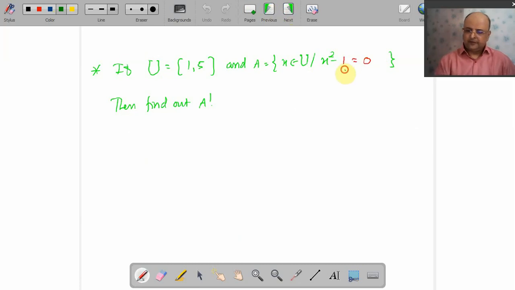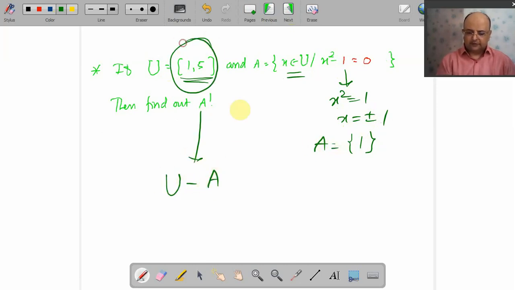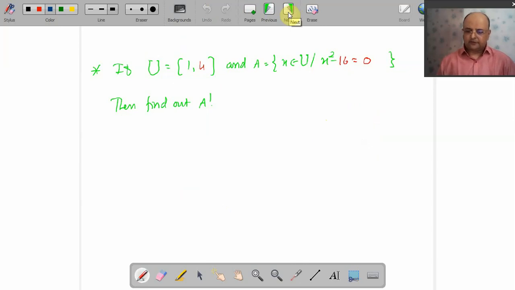x square equals 1 means x equals plus or minus 1, but x belongs to U, so x cannot be minus 1. Just remove only 1. So your A is {1} and your A dash is U minus A. From this interval you have to remove 1. So that is nothing but the open closed interval (1, 5]. Easy.